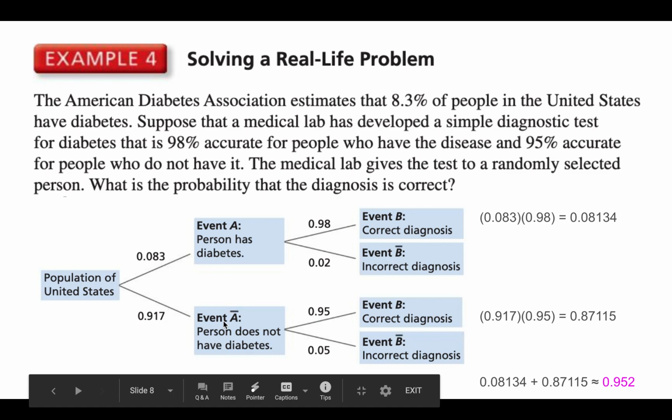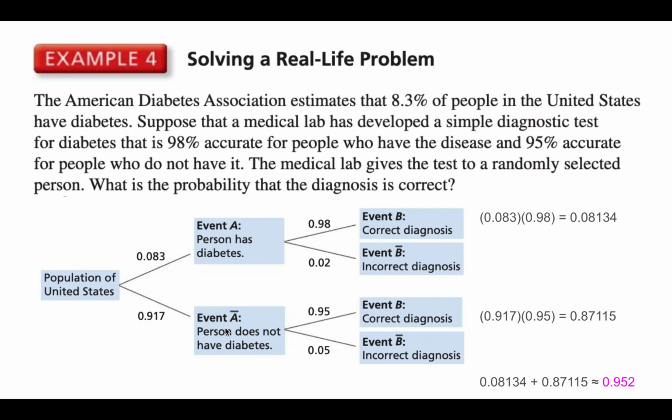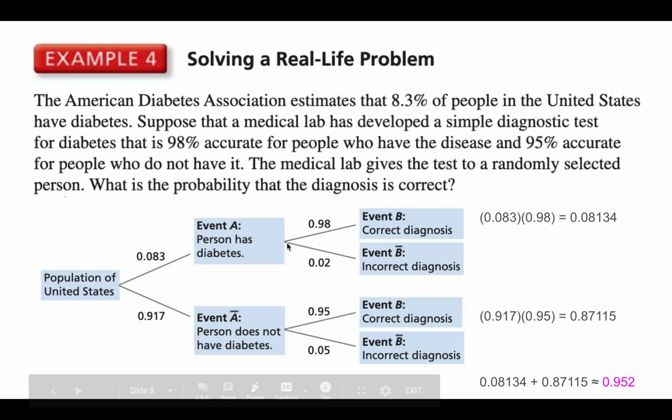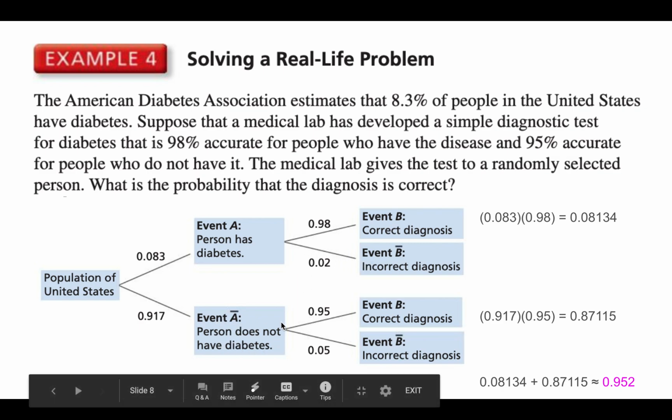Okay, and it's good to separate these out into these groups because the probability that the test is correct is different depending on the situation. So it's 98% accurate for someone with diabetes, meaning 2% inaccurate. But for a person who does not have diabetes, it's 95% accurate, meaning 5% of the time it's not accurate.